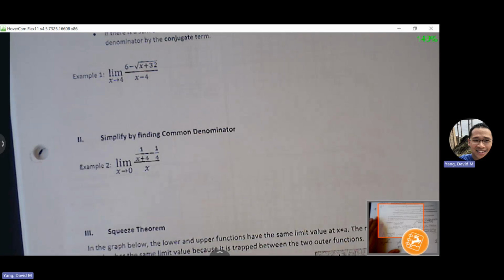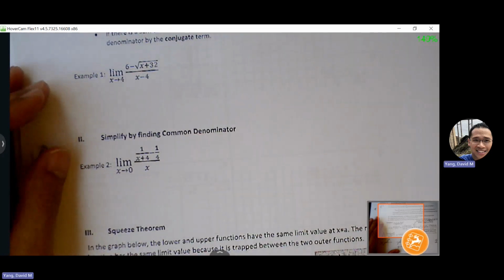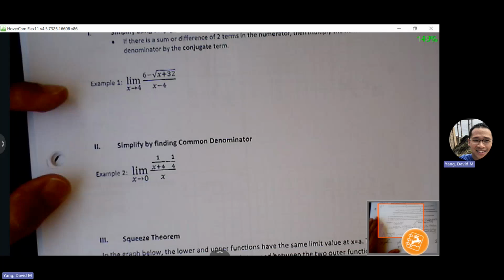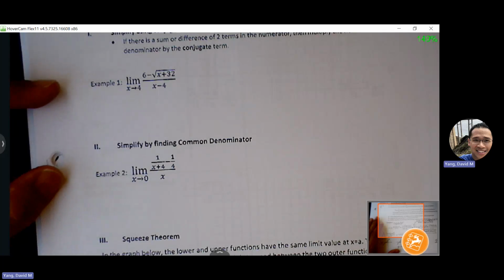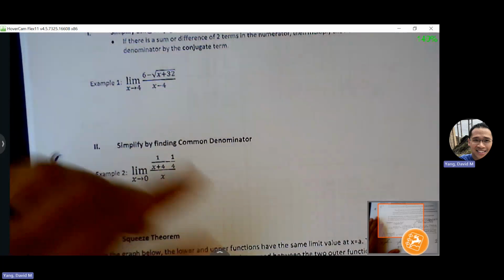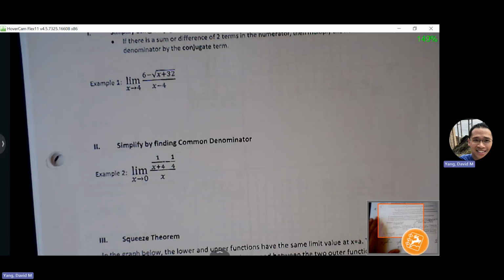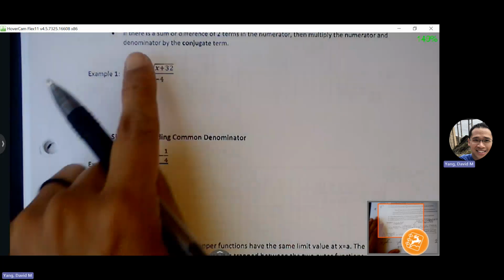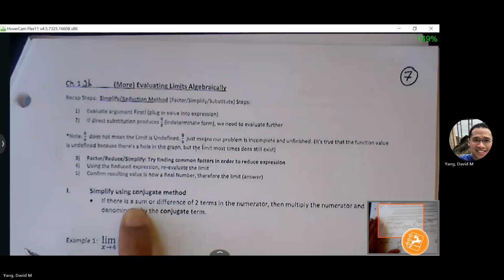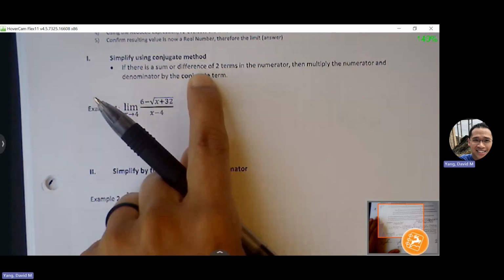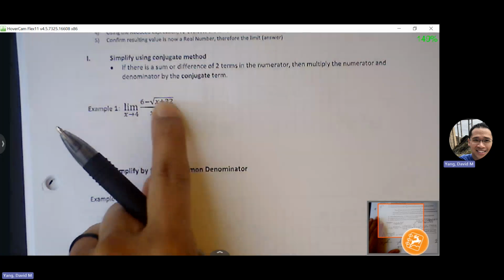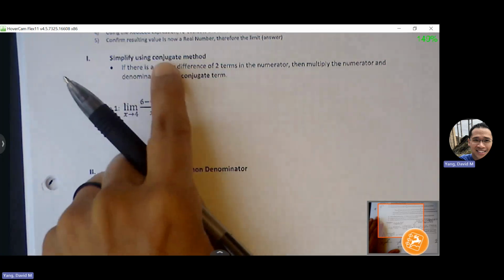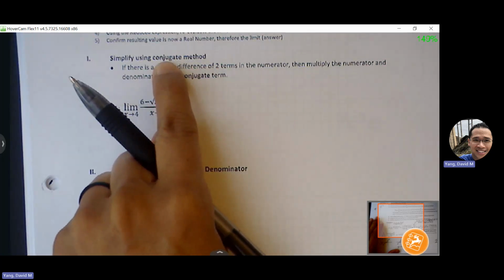Let me see if I can go through. There are 2 other types of problems that also produce 0 over 0, but they require a different set of skills to get the holes to appear and to cancel out. So on page 7, let me go through. This is called simplifying using the conjugate method. So sometimes we have radicals in our problem, and it may require us to go through something called multiplying by the conjugate.